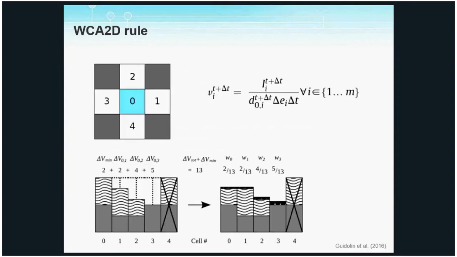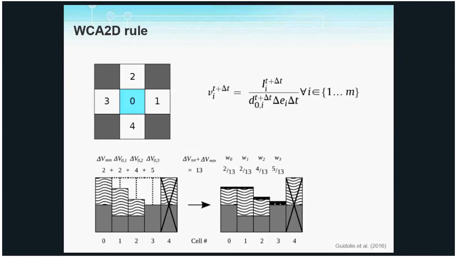So a little bit more detail on the flood model, on the CADDIES, and on the rules of the weighted cellular automata 2D, two-dimensional flood model. So basically, it uses the von Neumann neighborhood in square grids. As you can see here in the slide, there's a center cell and four neighbor cells, the orthogonal cells. And the water basically will flow from the center cell to the neighbor cells. This is done via a weighted rule.